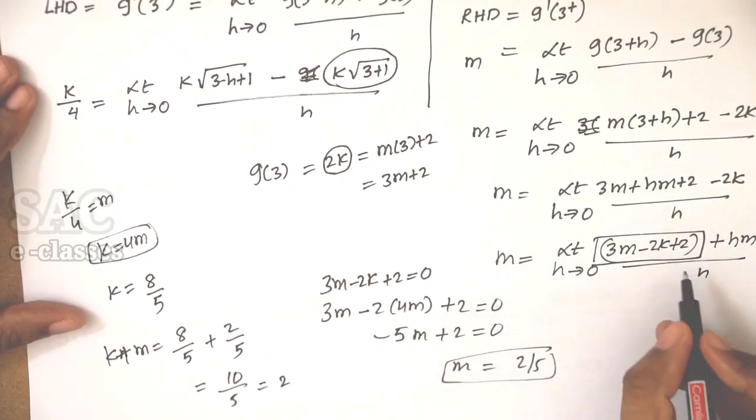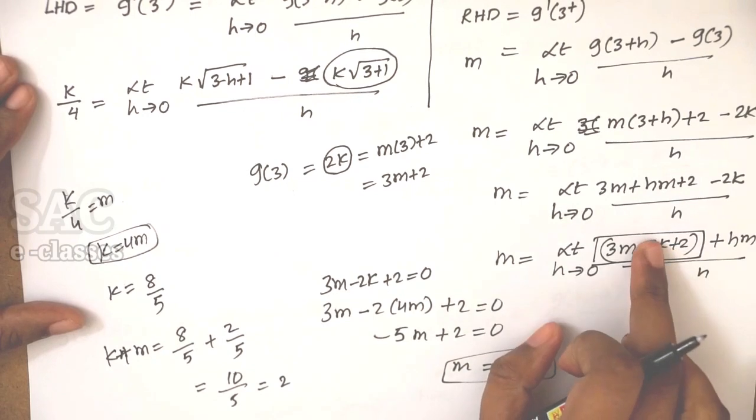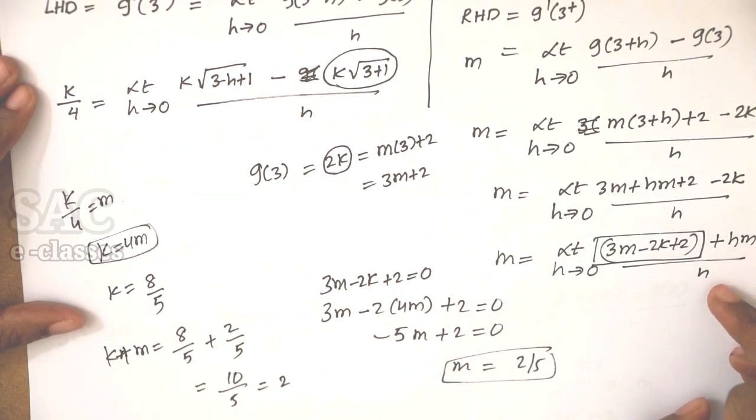To get the m, what am I supposed to do? It is maybe 0 and this h m by h is gives.